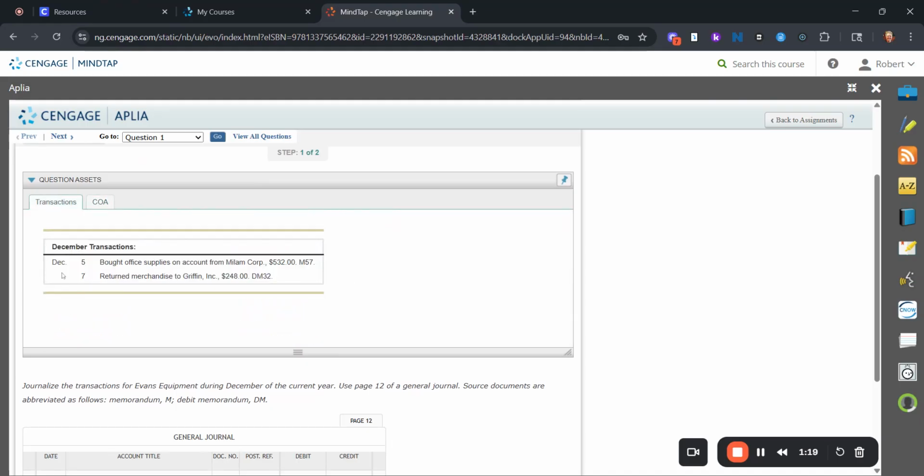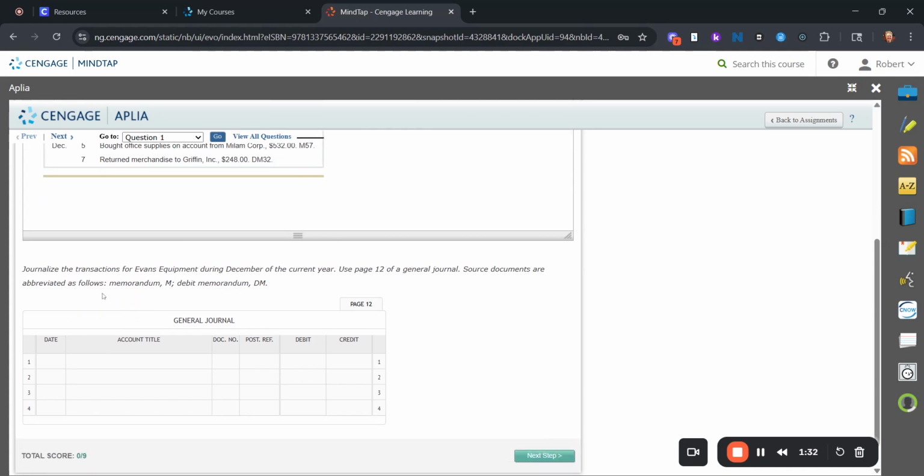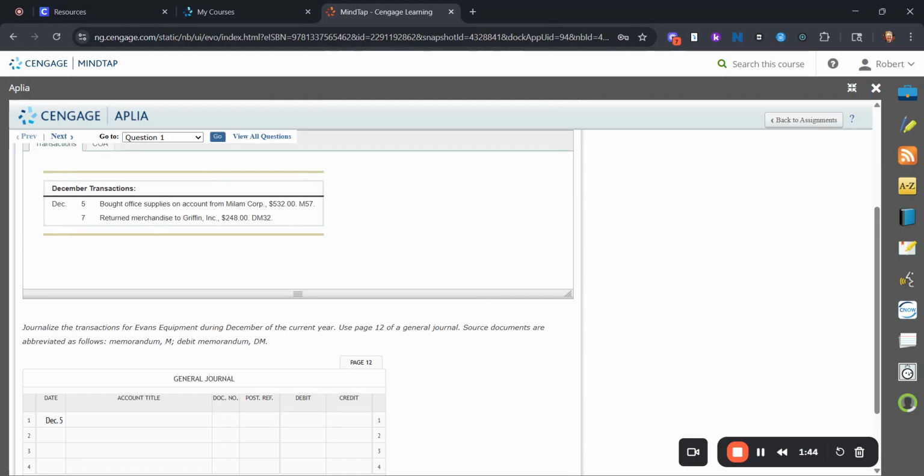So let's start with transaction number 1, December 5th. Bought supplies on account from Milam Corporation. So we'll start here with December 5th. The first account that's affected with this transaction is the supplies for the office. Supplies for the office. So we'll put supplies office. Sorry, I forgot the S. There we go. Supplies office.